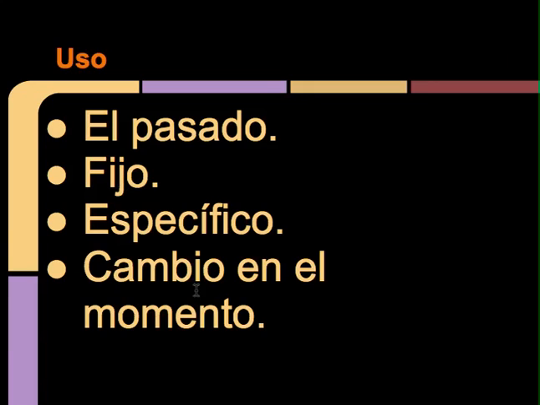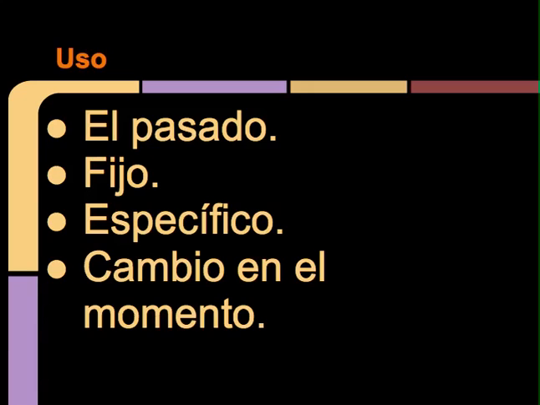Específico, specific things. And then cambio en el momento. The preterite is something that can happen suddenly. In English, it would be something like, I went to the movies yesterday. Yo fui. We're going to get into the conjugations a bit more. I ate lunch at 11:30 a.m. yesterday. Again, very specific, fixed times in the past when you did something. So that's the preterite.